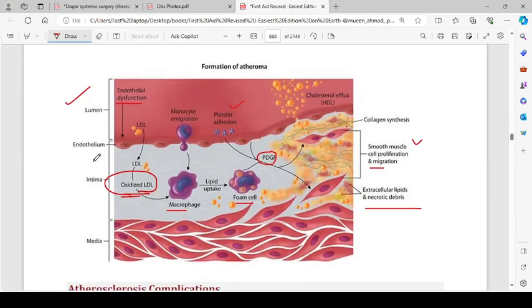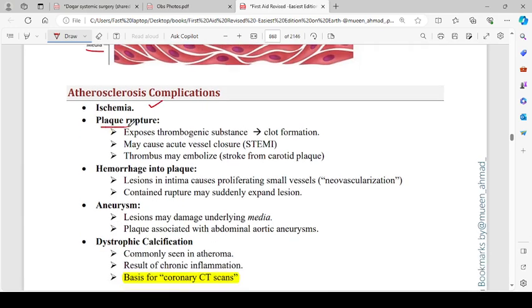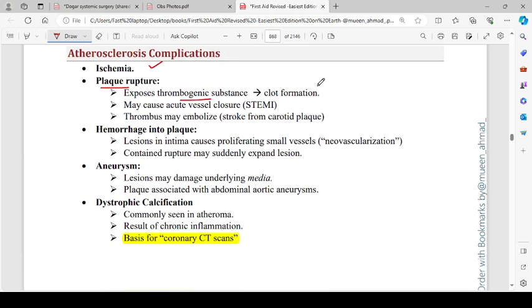So this is the endothelium, intima, and this is media. Atherosclerotic complications: ischemia; plaque rupture exposes thrombogenic substances and will lead to clot formation. Yeah, so the first complication is ischemia because of the plaque itself. If the lumen is being obstructed, less flow is moving to the distal tissue, so that can cause ischemia. Then there can be plaque rupture or hemorrhage into the plaque, aneurysm, and dystrophic calcification. These are the complications. Plaque rupture exposes the thrombogenic substances that will lead to clot formation, and may cause acute vessel closure, that is STEMI.